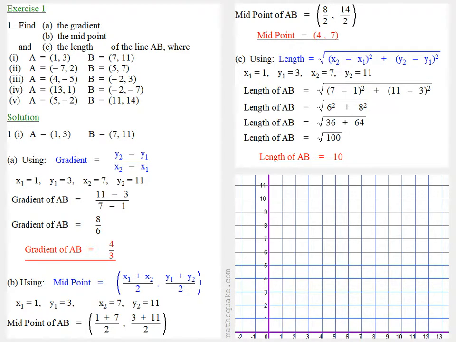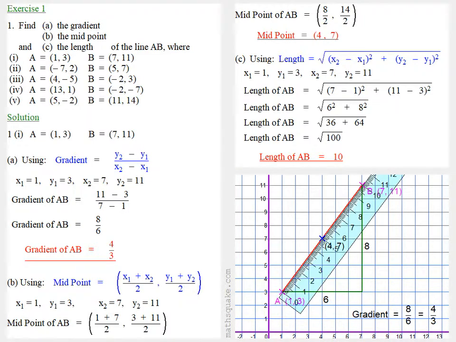Now we can see what this looks like by drawing a graph. If we plot the point A and B, and then join them with a straight line, we can draw a horizontal line from A, and a vertical line from B to meet at a point, and we see that we've got a triangle with base 6 and height 8. That means the gradient of the line is 8 over 6, which is 4 over 3. We can see the midpoint. If we draw it in, we can see it has coordinates 4, 7. And if we use a ruler, we can measure the length of the line, and that's 10 centimetres.